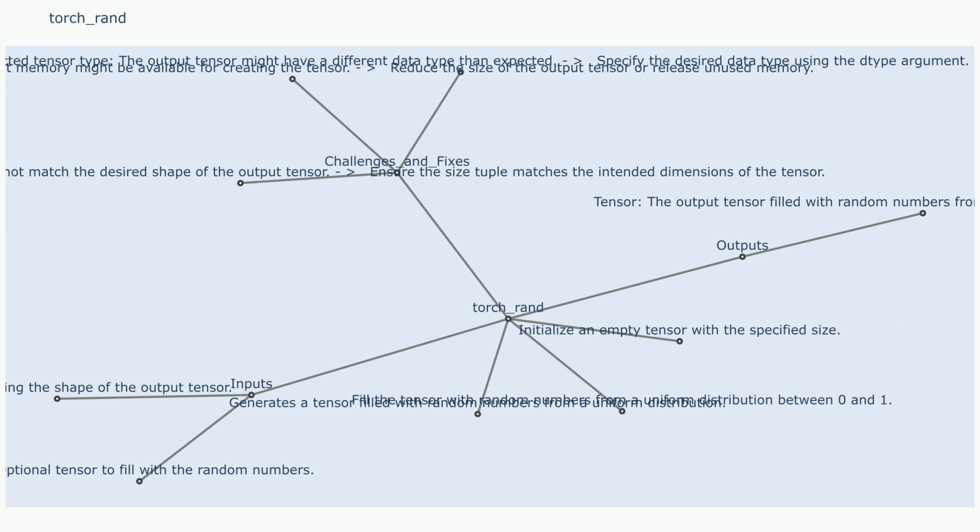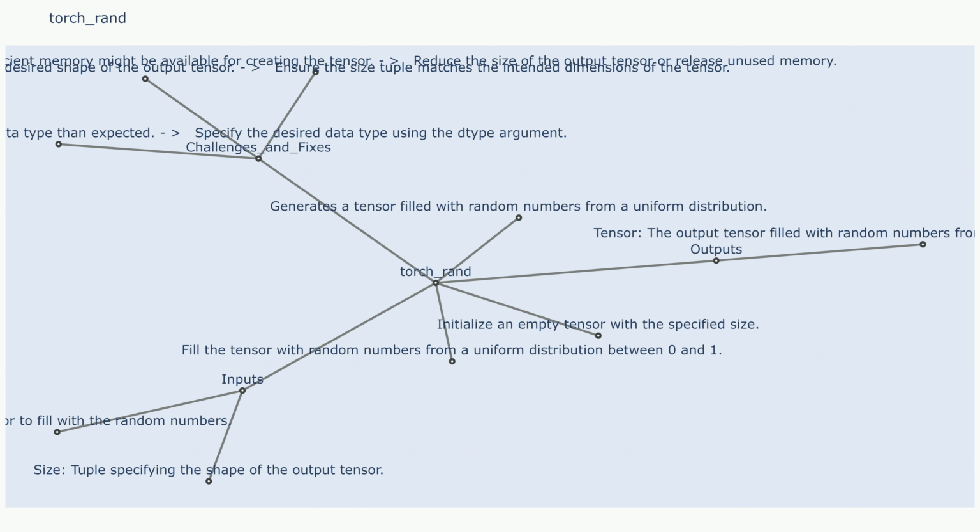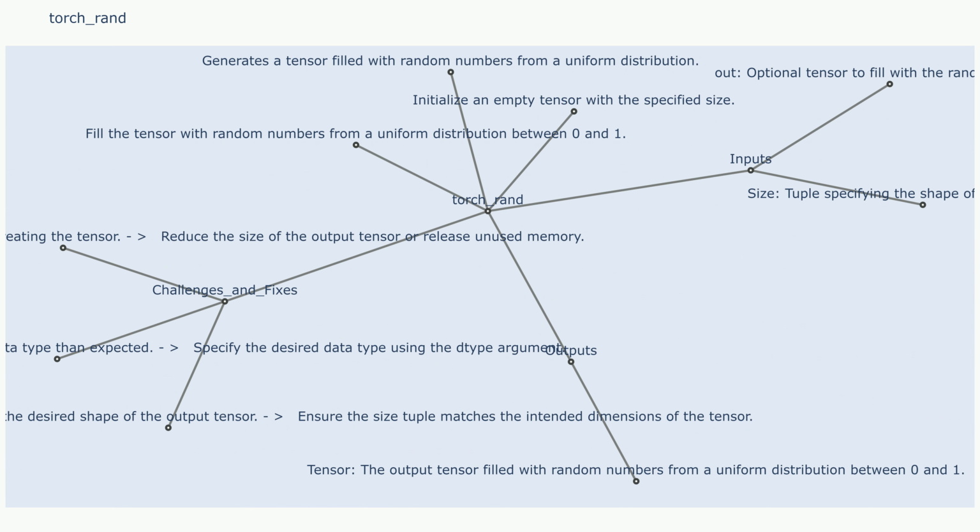Challenge 2: not specifying the correct data type for the tensor. This can lead to unexpected behavior or errors if the data type is not compatible with subsequent operations. Sample use case that resulted in challenge 2: torch.rand(2, 3, dtype=torch.int), intended to create a tensor of integers. However, an error is thrown because the default dtype of torch.rand is float.